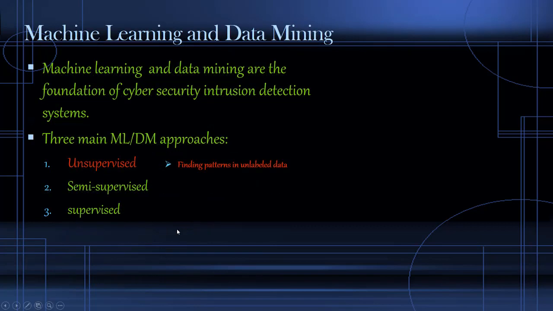Okay, machine learning and data mining are the foundation of intrusion detection systems. There are three main types of machine learning and data mining approaches: unsupervised, semi-supervised, and supervised. In unsupervised learning problems, the main task is to find patterns, structures, or knowledge in unlabeled data. When a portion of the data is labeled during acquisition of the data or by human experts, the problem is called semi-supervised learning. The addition of the labeled data greatly helps to solve the problem.